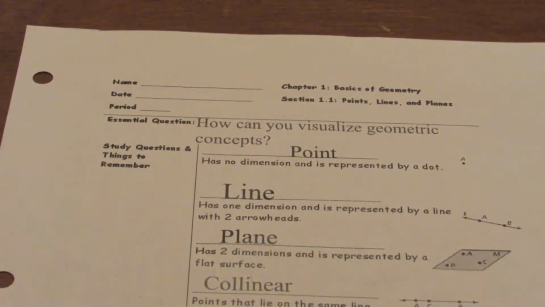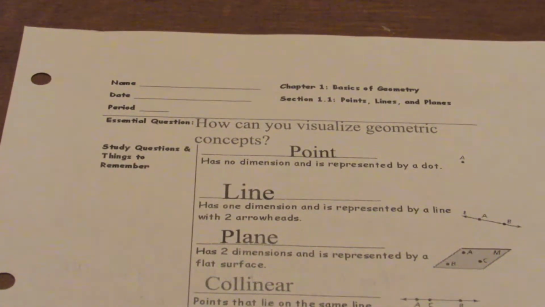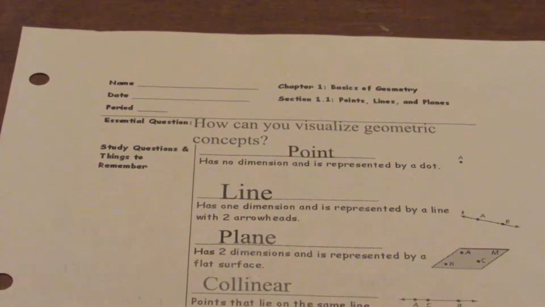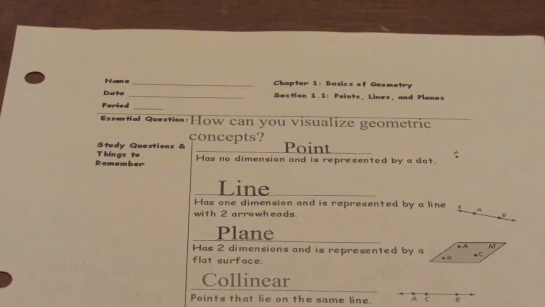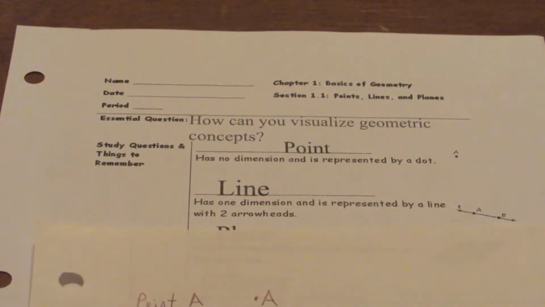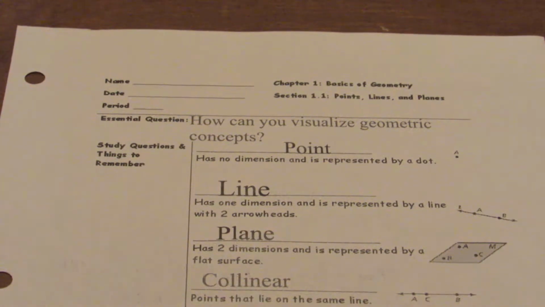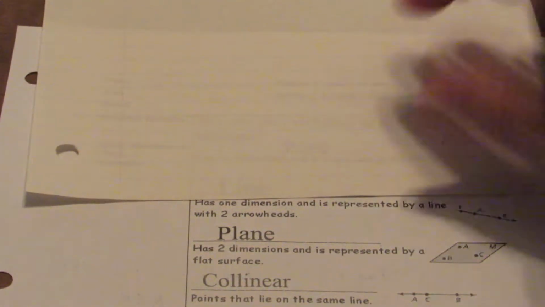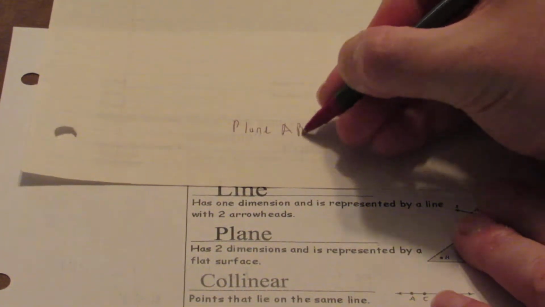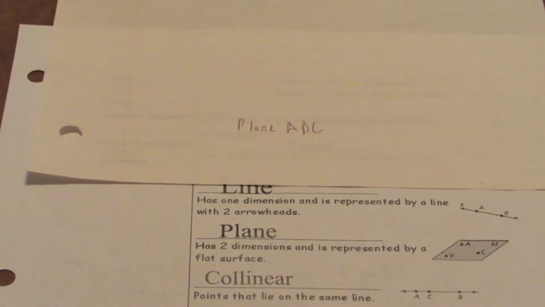Then we have a plane. A plane has 2 dimensions and is represented by a flat surface. So we see that there. We have 2 ways to name planes. Here we see A, B, and C as points. So one way to name that would be, we're going to do this above it, plane ABC. Those points have to be non-collinear, which we'll talk about in a little bit.